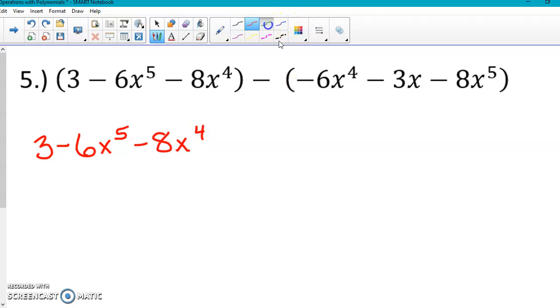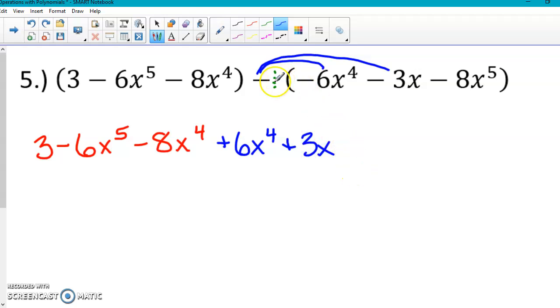Okay, second parentheses. This time I have a negative 1. So here we go. If I multiply this guy right here by negative 1, negative 1 times negative 6 is going to change to a positive 6. If I multiply this guy by negative 1, negative 1 times negative 3 is positive 3. And then negative 1 times negative 8 is positive 8.